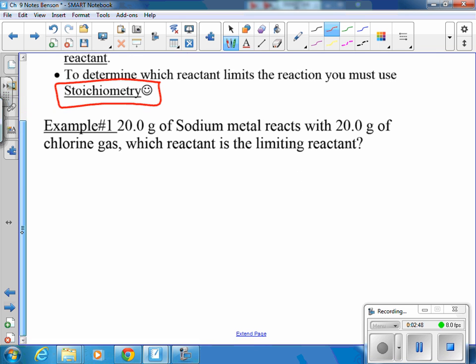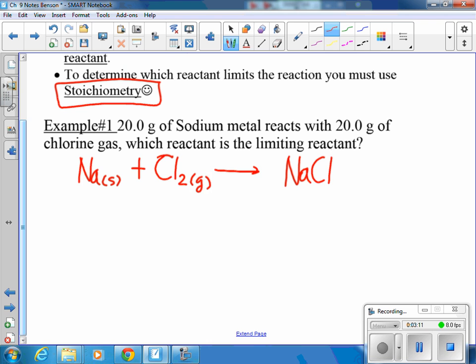So if we take a look at our first reaction in example 1, you can see that we have 20 grams of sodium metal. So I'm going to have sodium metal reacts with 20 grams of chlorine gas, and hopefully you remember that chlorine is going to be diatomic and it is a gas. And this looks like it's going to be a synthesis reaction, so Na is +1, Cl is -1, so I get NaCl, and this is going to be in the solid form.